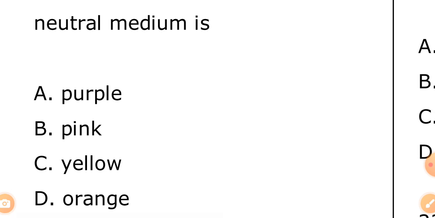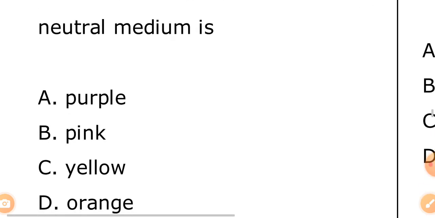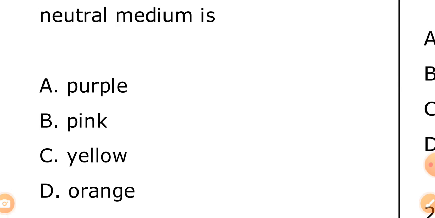A. Purple. B. Pink. C. Yellow. D. Orange. The color of litmus in a neutral medium is dash. A. Purple. B. Pink. C. Yellow. D. Orange. I will not answer the question.